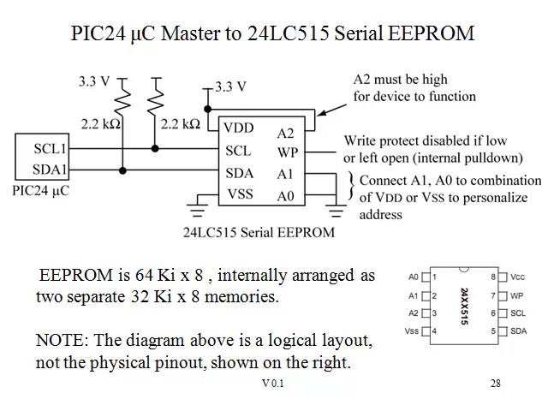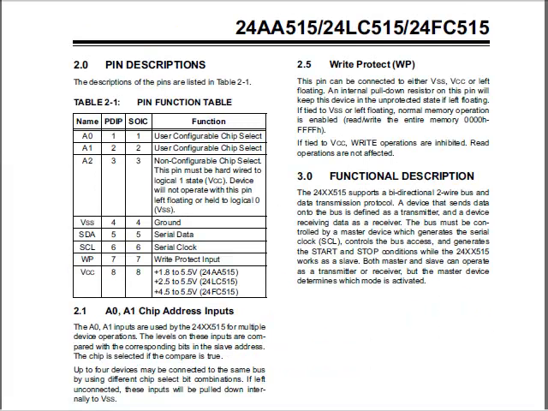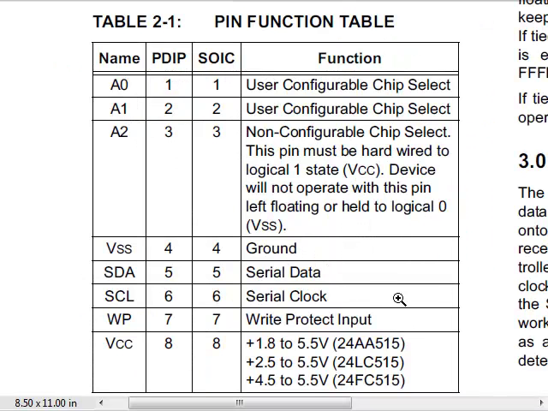Let's begin by just briefly discussing the pinout required in order to properly operate this part. Page 5 of the datasheet gives us a handy table to walk us through the pinout. One thing to notice, A0 and A1 are user configurable chip selects. A2 is not. This pin must be hardwired to the logical 1 state. Otherwise, it doesn't work. So obviously we need to do that. This also implies that the A2 pin has a function that is not included in selecting its address on the bus, and we'll discuss that momentarily.